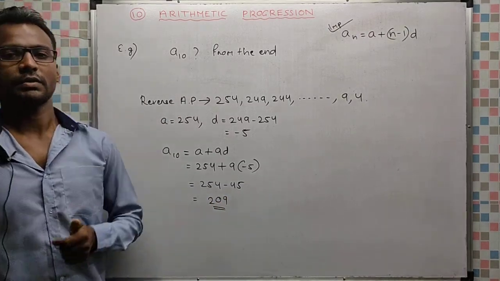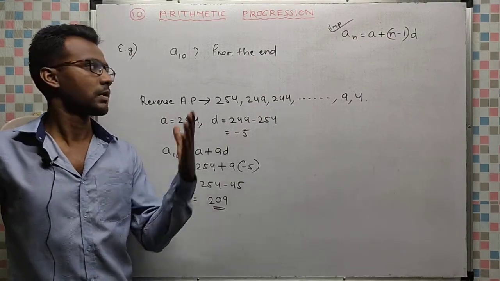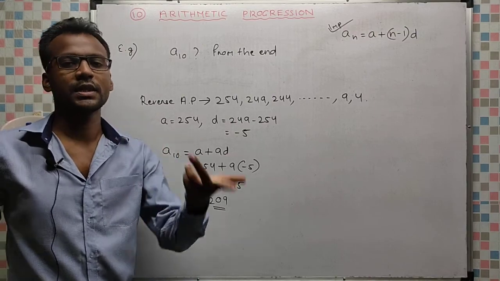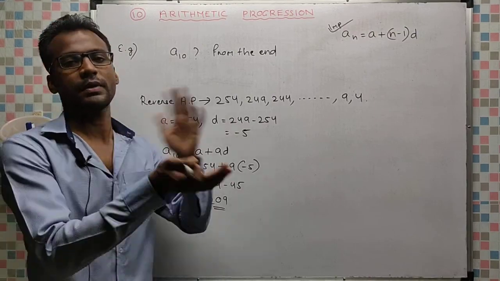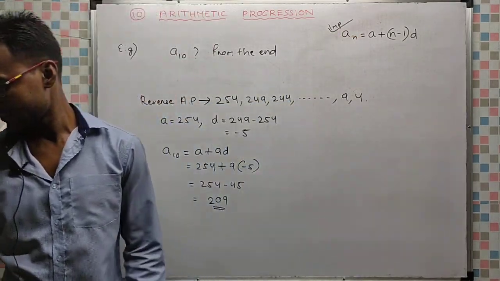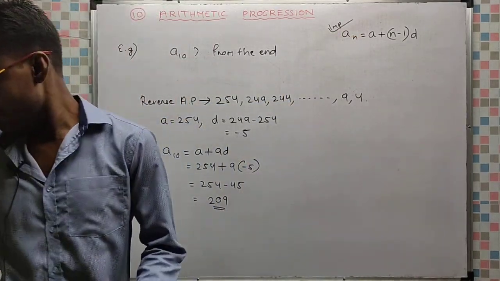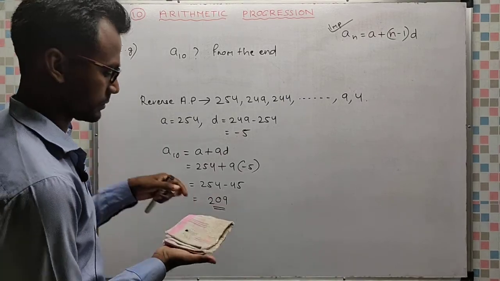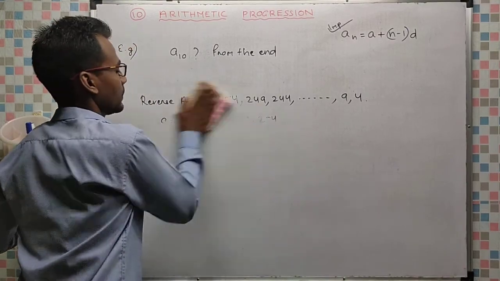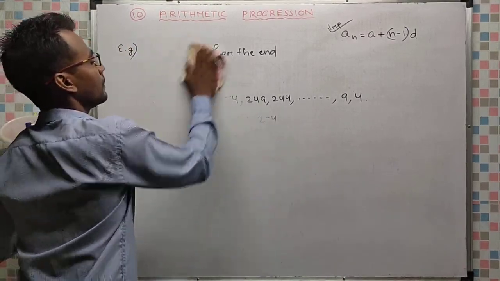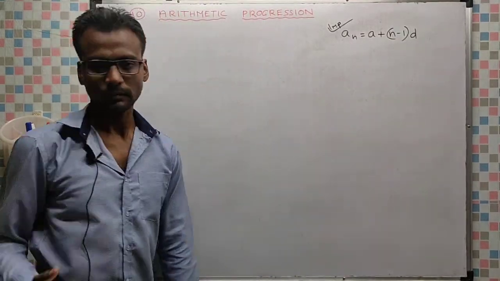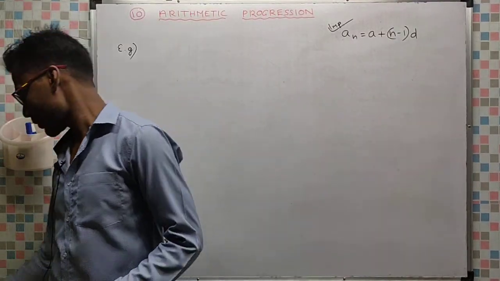Okay, so when you get such a question to find a certain term from the end, from the last, what you have to do is just reverse the AP. An AP will be given, you reverse the AP, then you can follow the formula. Let us move to another example.